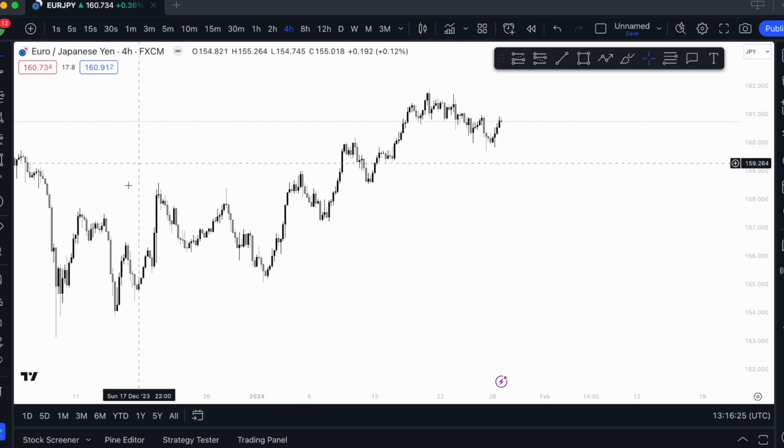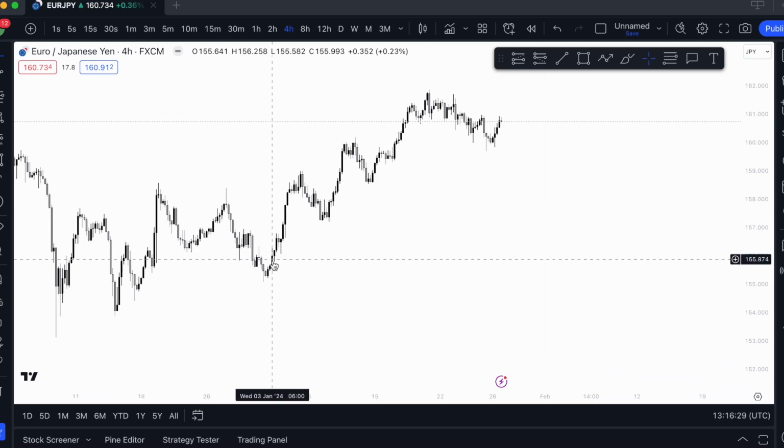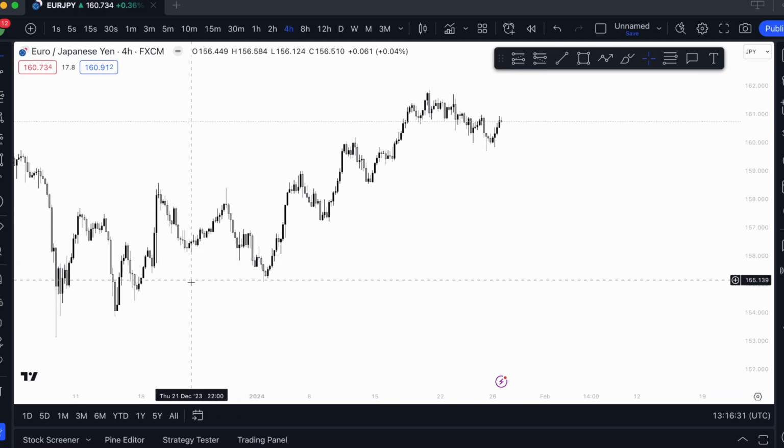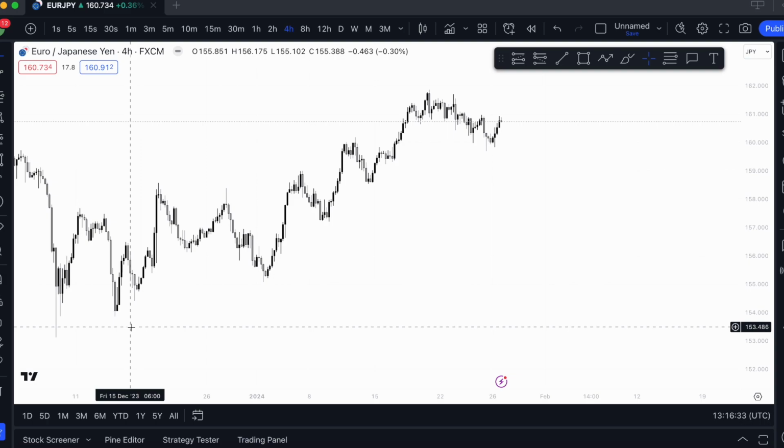After we've had this sideways movement and caught some people out of the market, that's when we can see the institutions have really taken control.